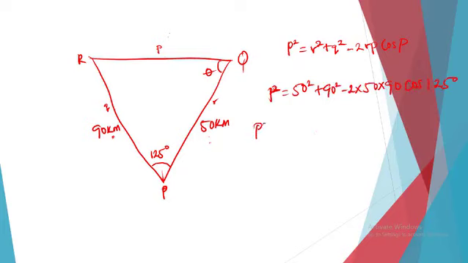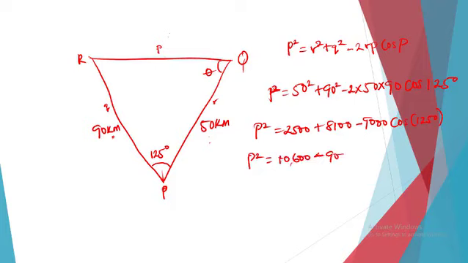Is that correct? So P squared is equal to 50 squared, which will give us 2500, plus 90 squared, which will give us 8100, minus 2 times 50 times 90, which will give us 9000, then cos 125 degrees. Okay, so what do we have? We have P squared equal to this plus this, which gives us 10,600 minus 9,000. And remember, cos 125 is the same thing as cos minus 55 degrees, right?